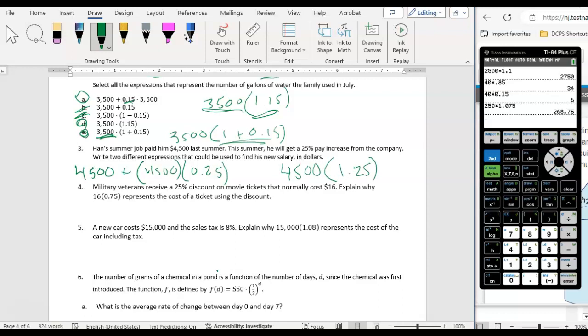Number 4, military veterans receive a 25% discount on movie tickets that cost $16. Explain why 16 times 0.75 represents the cost of the ticket. That's because 100% minus 25% gives us 75% remaining cost, right? So 75% of the cost is the cost with the discount.